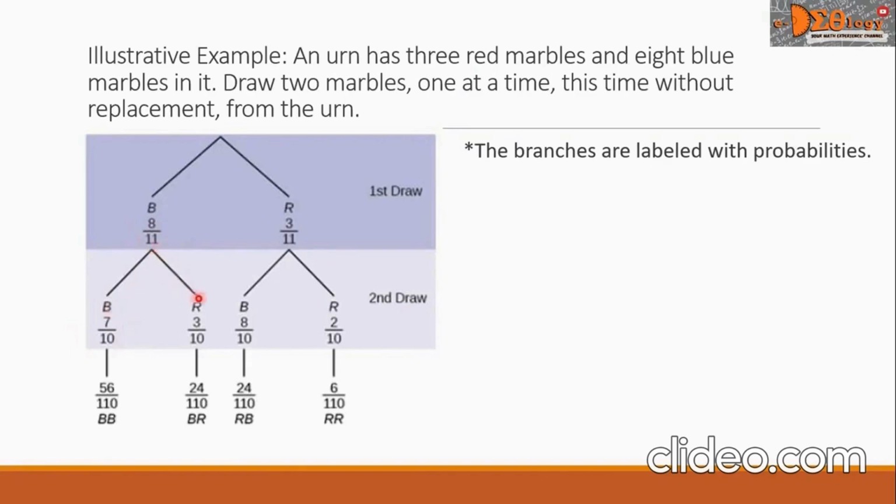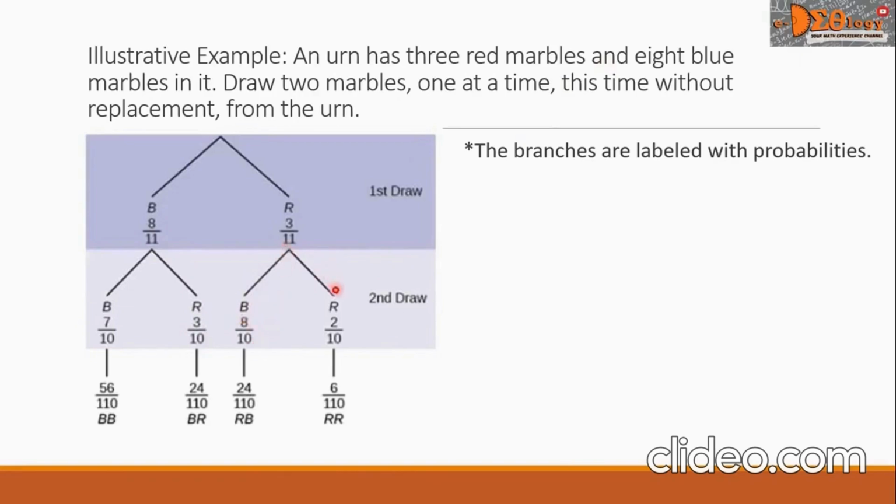The second branch here represents the probability of taking a red marble. There are 3 red marbles over 10. The second group of branches represents when the first draw is a red marble. So this branch here represents the probability of taking a blue marble in the second draw. And that is, we have 8 blue marbles over 10.